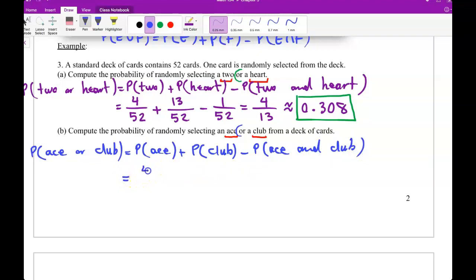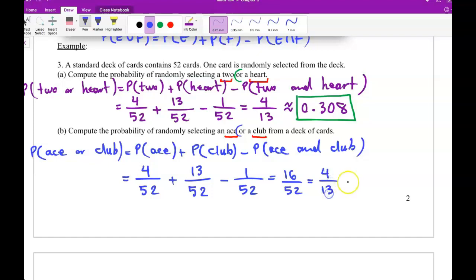So how many aces we have is 4 divided by 52, plus how many clubs? Again, 13. And what we have in common between these two, we only have one card, that is club and also ace. That's 1 divided by 52. Exactly same answer, 0.308.